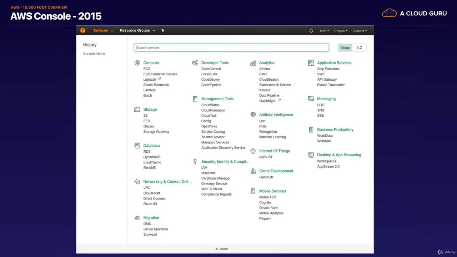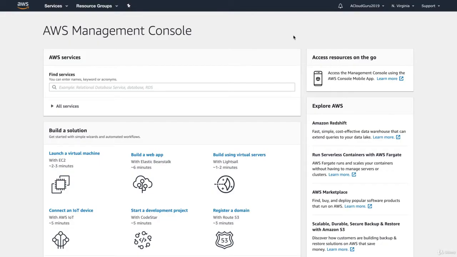And when I started to record my lectures and talk about every single one of these services, the course was getting to be about an hour and a half long just on this section. And a lot of these services are no longer relevant to the Certified Solutions Architect Associate exam. So let's have a look at what the console looks like today. So this is what the console looks like today.